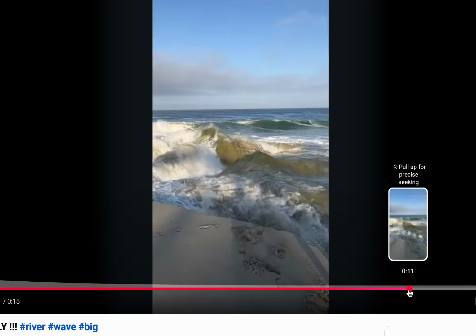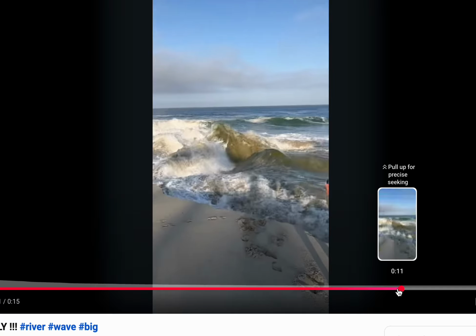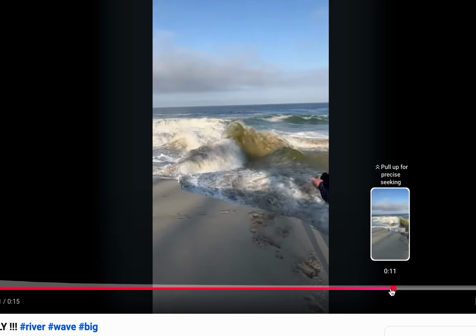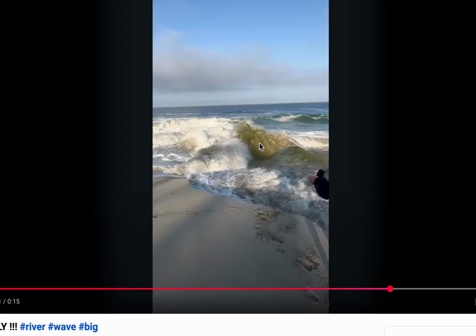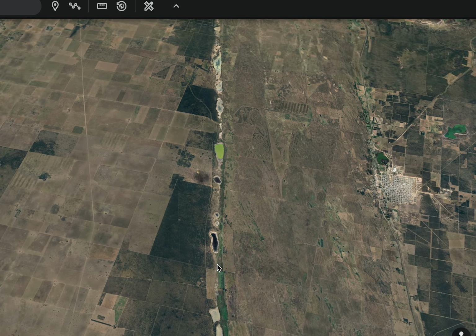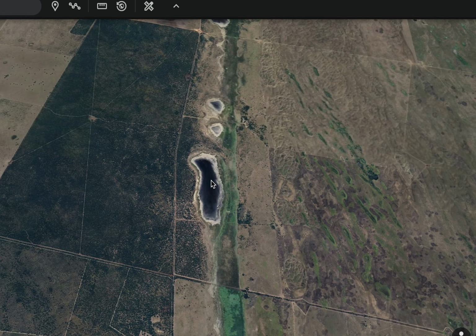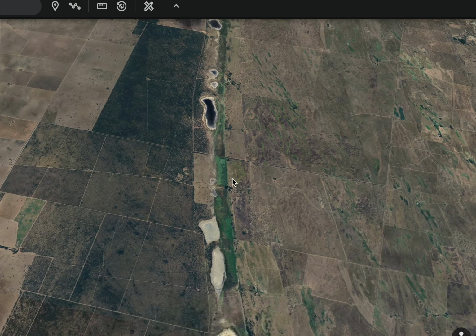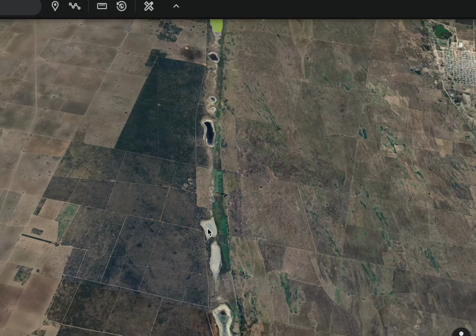Right here, this is like perfect. Look at that right there. That is exactly what I'm talking about. Okay. So that's the undulating force of a water current. Now, that's obviously very steep, and these are very shallow features.